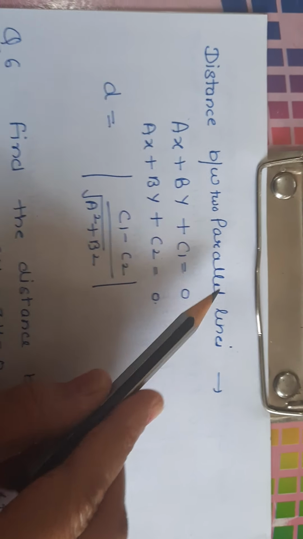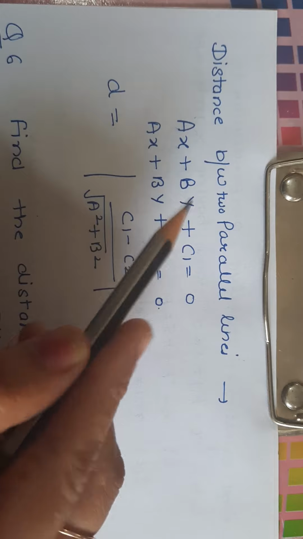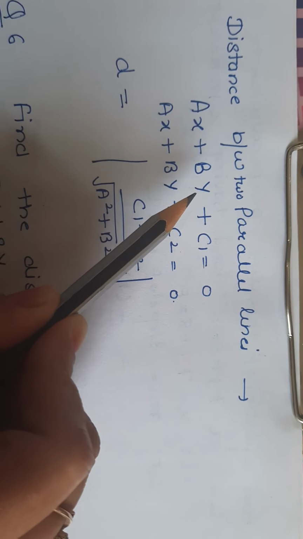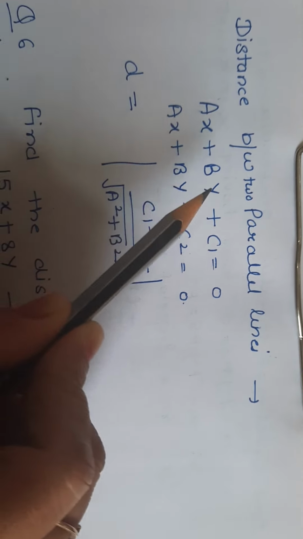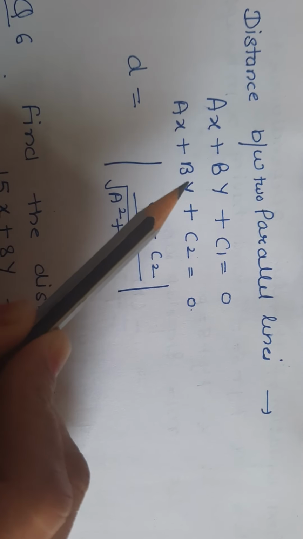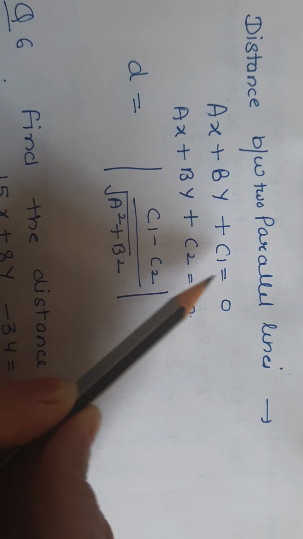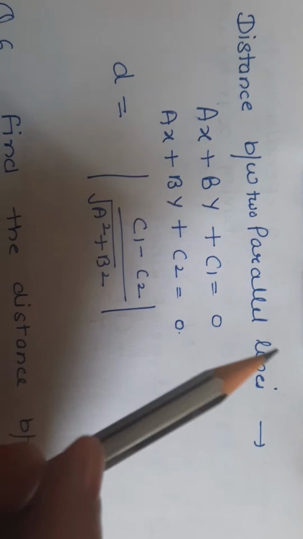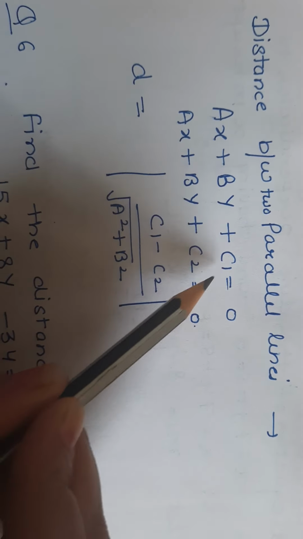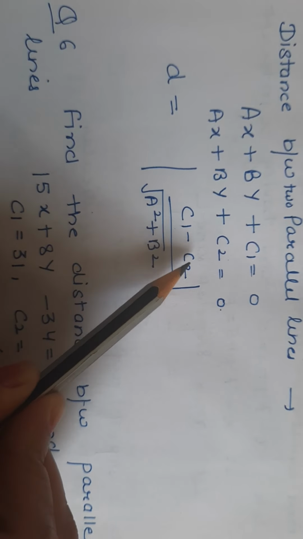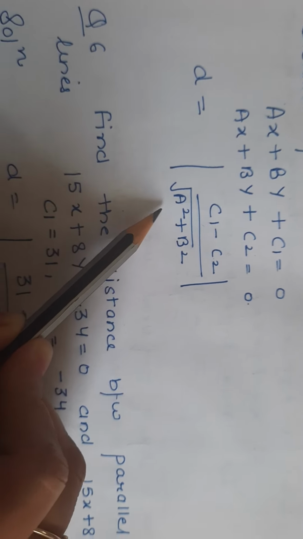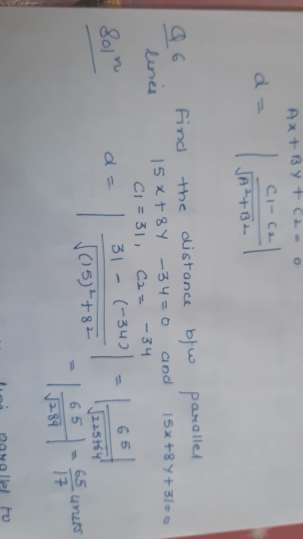The distance between two parallel lines. Parallel lines means the coefficients of x and y will be the same or they are in proportion. If they are in proportion, first make them the same. The distance is mod of C1 minus C2. It is important to have the constants on one side, either both constants on the left hand side or both on the right hand side. Mod of C1 minus C2 divided by root of a square plus b square.